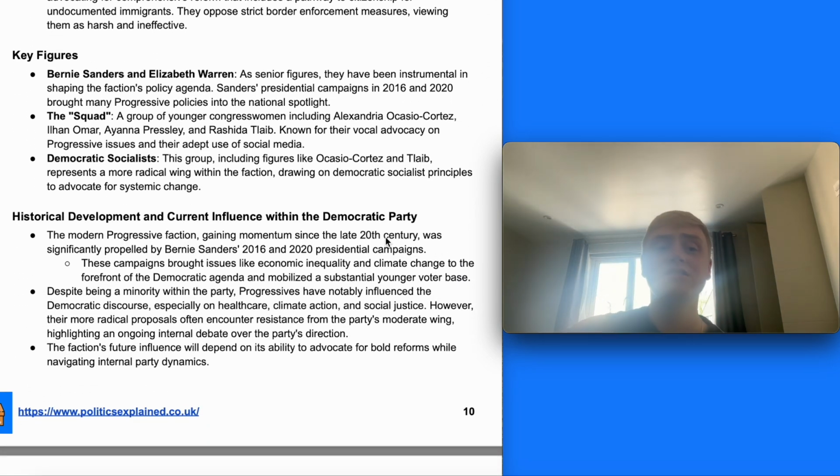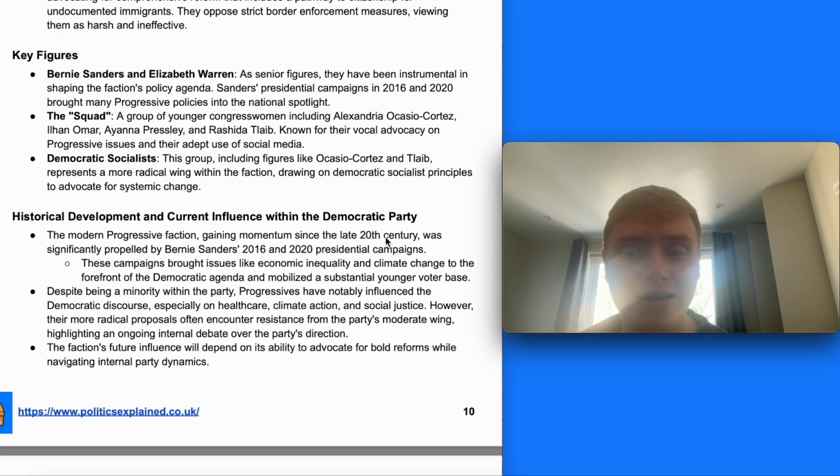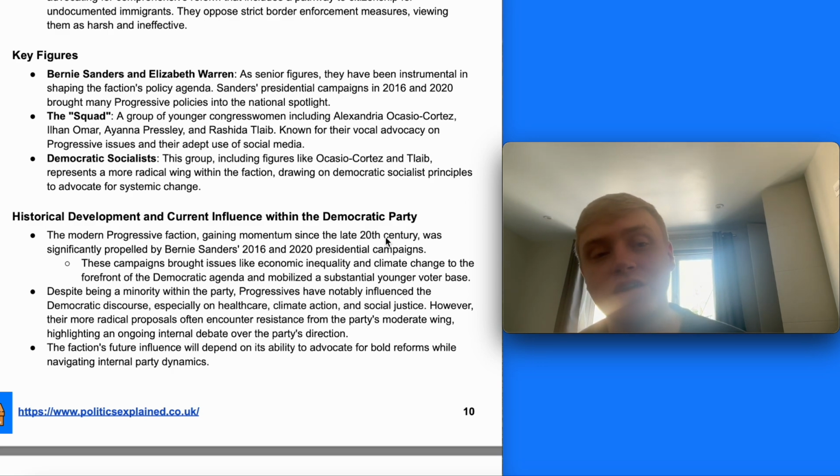In terms of key figures, Bernie Sanders and Elizabeth Warren are relatively important figures within the Senate, though in certain ways, Warren in particular is potentially not as left-wing as some of these other members we're going to mention. Sanders' presidential campaigns in 2016 and 2020 brought many progressive policies into the national spotlight. The Squad, a group of younger congresswomen, including Alexandria Ocasio-Cortez, Ilhan Omar, Ayanna Pressley, and Rashida Tlaib, known for their vocal advocacy on progressive issues and their adept use of social media, have become particularly prominent.